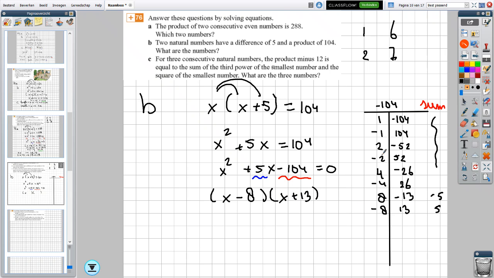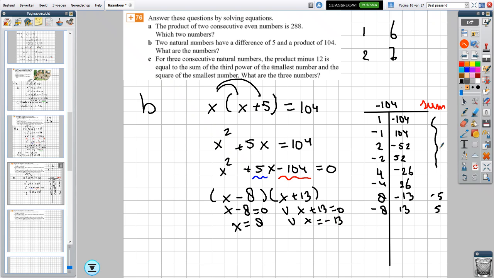So if you don't want to do it mentally, do it this way, right? X is 8 or X. Oh yeah, X is 8, but I should know better. I should write down an intermediate step. X minus 8 equals 0 or X plus 13 equals 0. So X is 8 or X is minus 13.